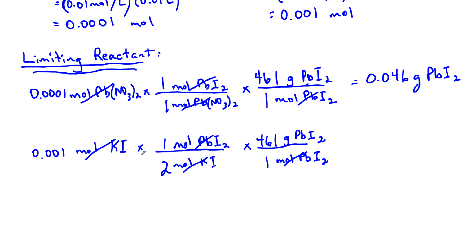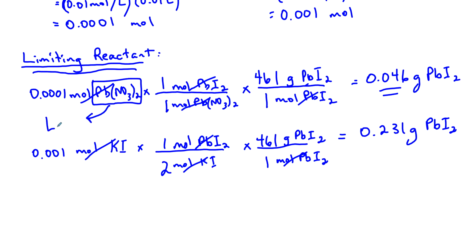So 0.001 divided by 2 multiplied by 461 is 0.231 grams. When we compare these two, we can see that lead 2 nitrate produces less of the product, less of the lead 2 iodide. That's the value we're interested in, the lower amount, and the lower amount shows us that this is our limiting reactant. So I'm just going to put LR for limiting reactant.